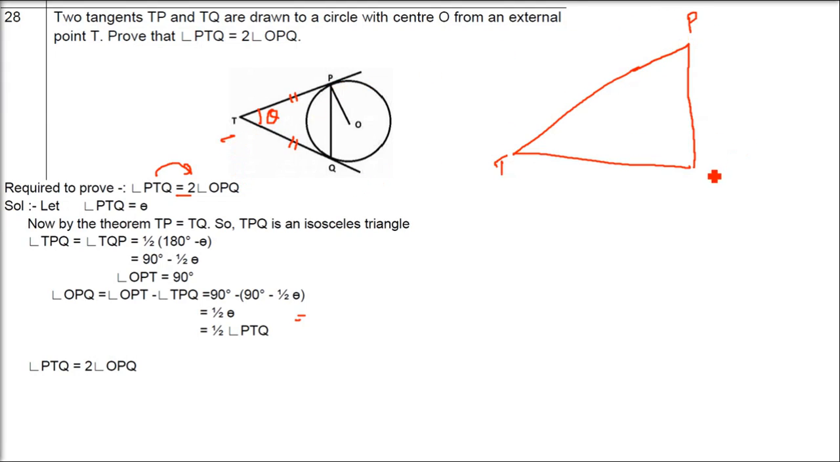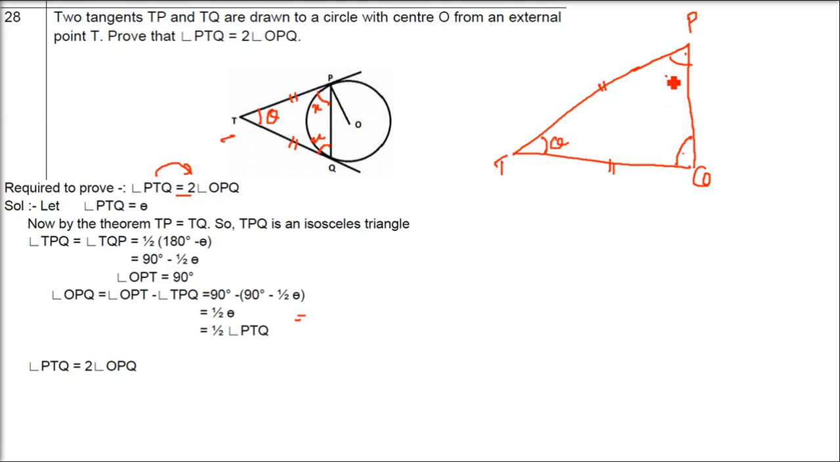So in triangle TPQ, TP equals TQ. Why? Because this is an isosceles triangle, two sides being tangents. When two sides are equal, the opposite angles will also be equal. This means these two angles are equal. Let us say each is x. Just assume it to be x.